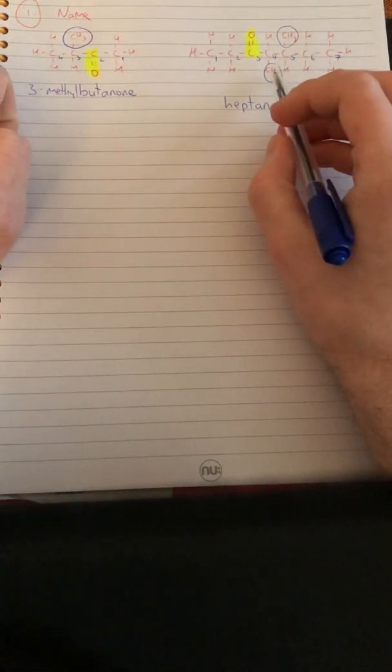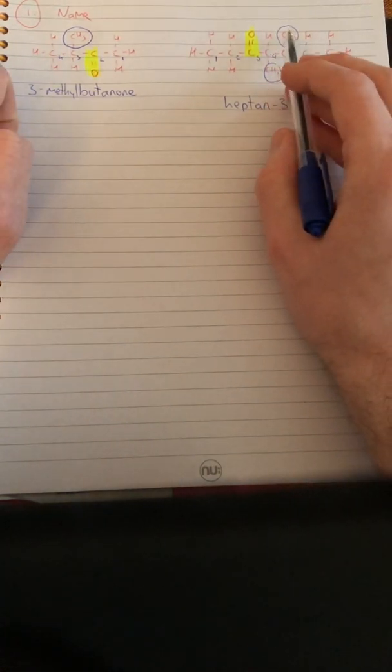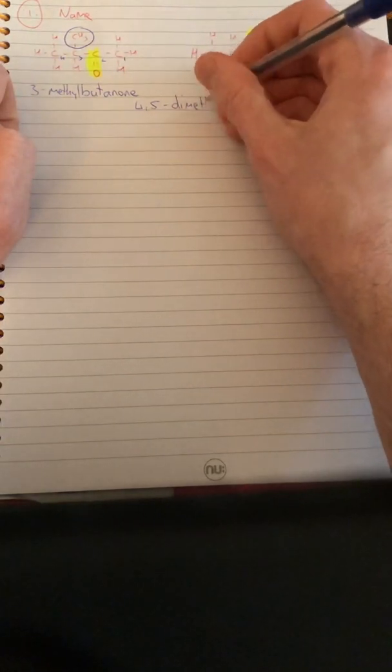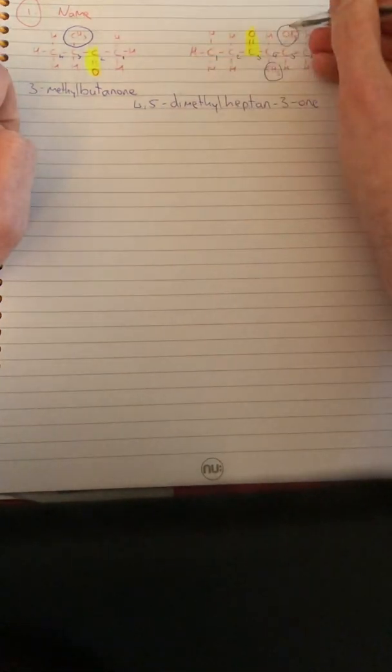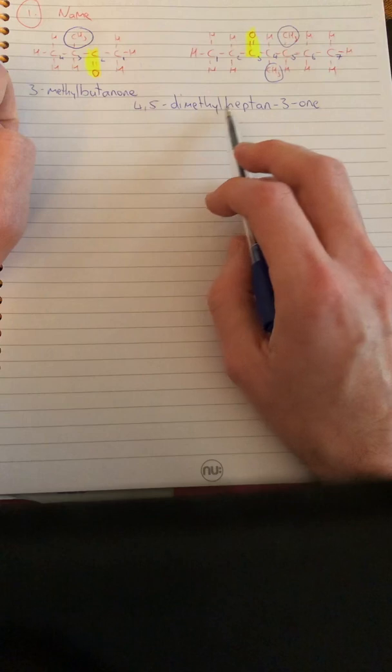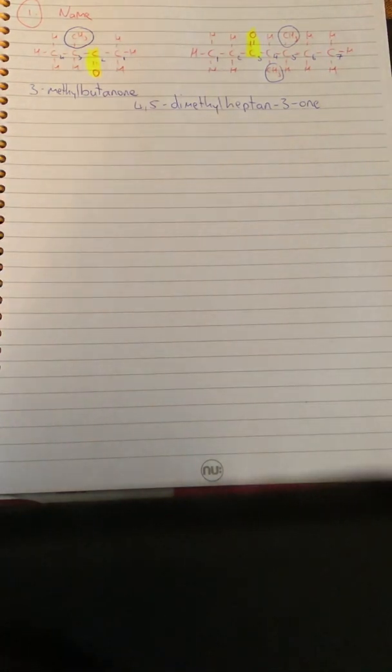Now we've got a methyl branch on carbon 4 and a methyl branch on carbon 5, so this would be 4,5-dimethyl. Okay, di meaning 2, methyl meaning a branch with 1 carbon. So this molecule is 4,5-dimethylheptan-3-one. Okay, and that is how we name ketones.